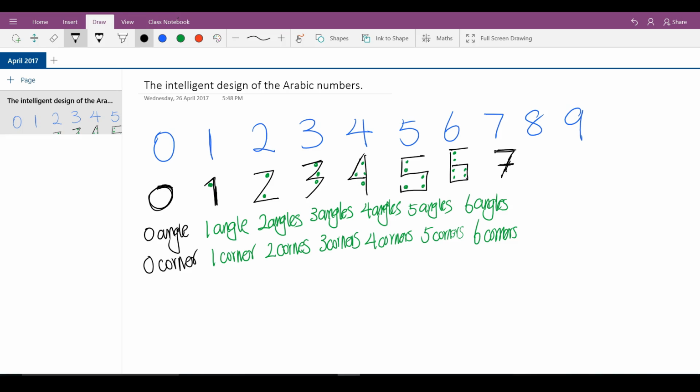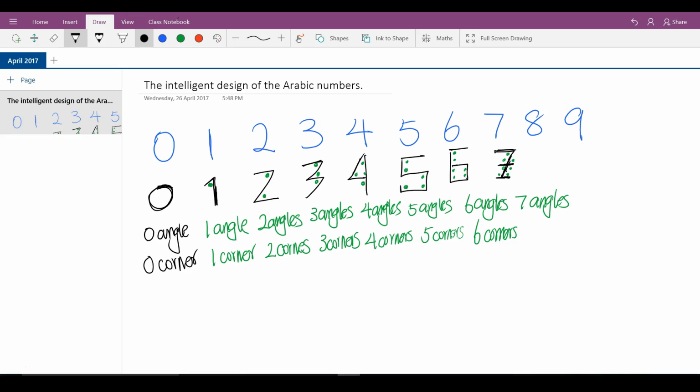Or in most of the Western world, they write 7 like this. And there's another genius who thought, okay, why don't we put another line here? It still looks like a 7. And then you see 1 angle, 2, 3, 4, 5, 6, and 7 angles. Amazing. 7 angles. Yeah? All right, next one.